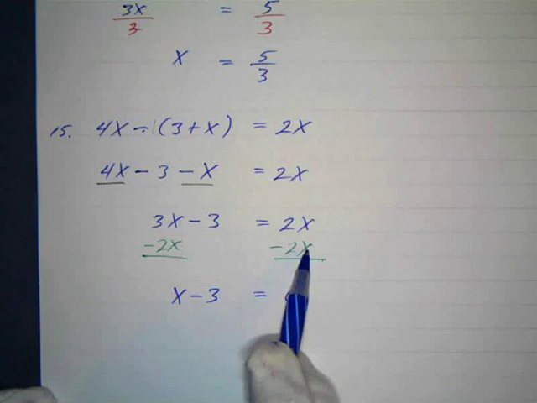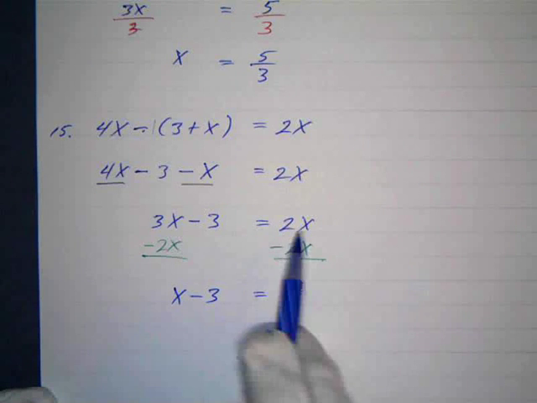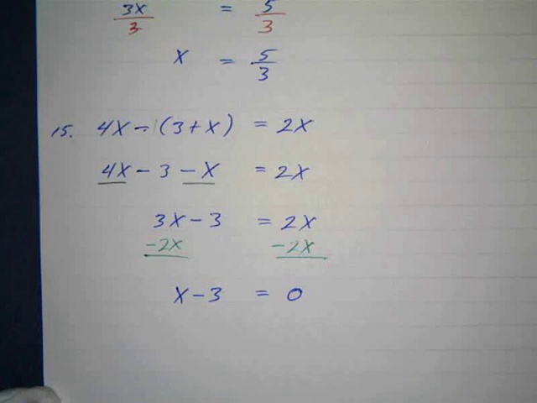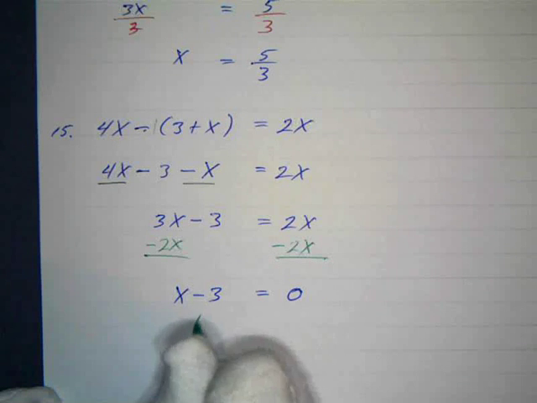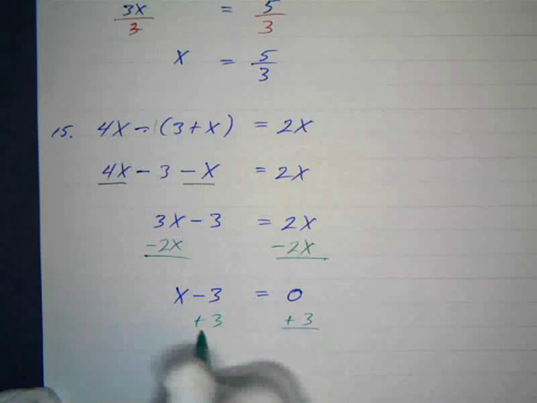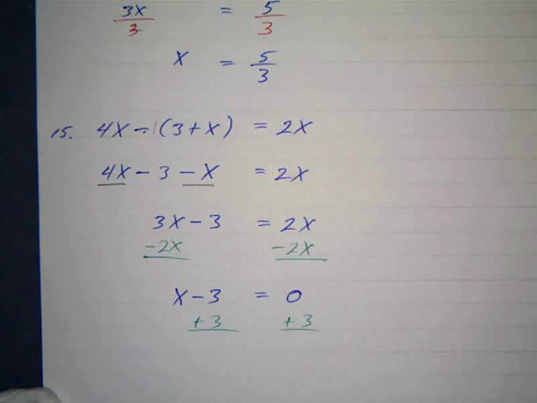So I subtracted 2x from both sides. I got x minus 3. 2x minus 2x is 0. And then I just have to get rid of this 3, so the opposite of subtraction is addition, so I'll just add 3 to both sides. And on the left I have x, and that equals 3.